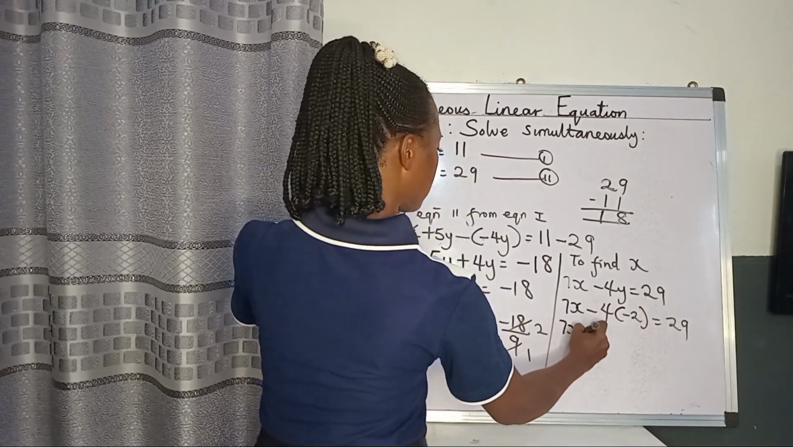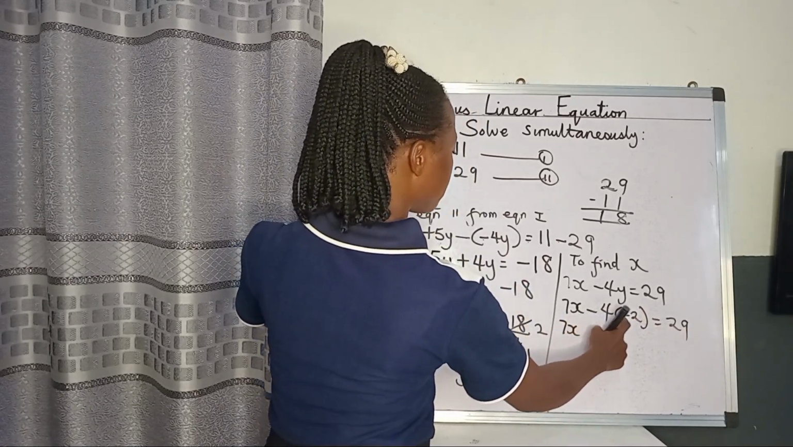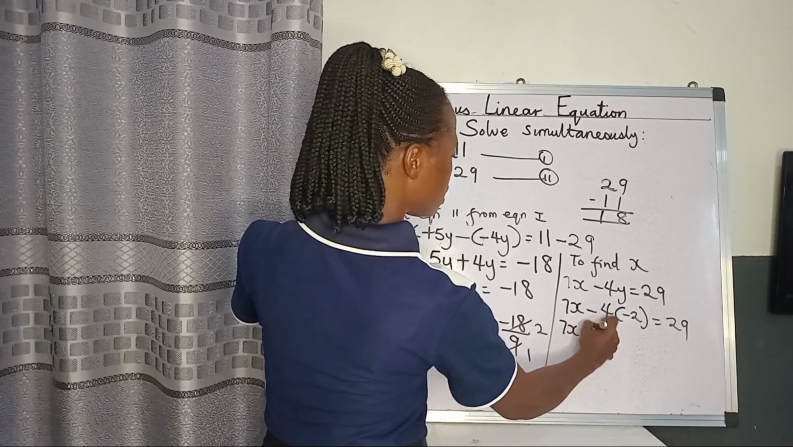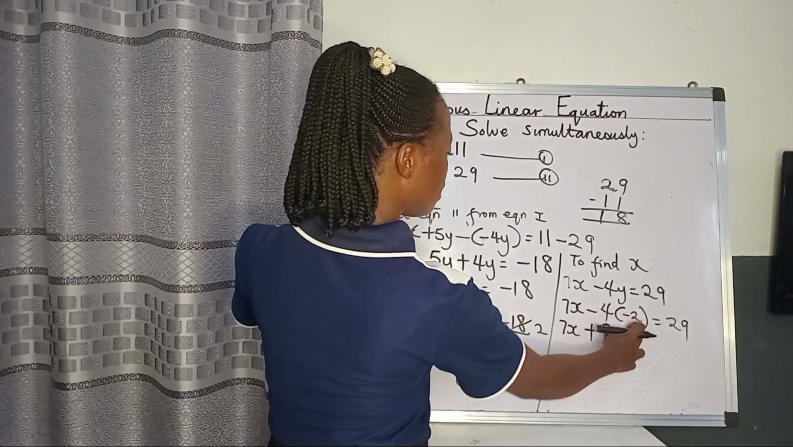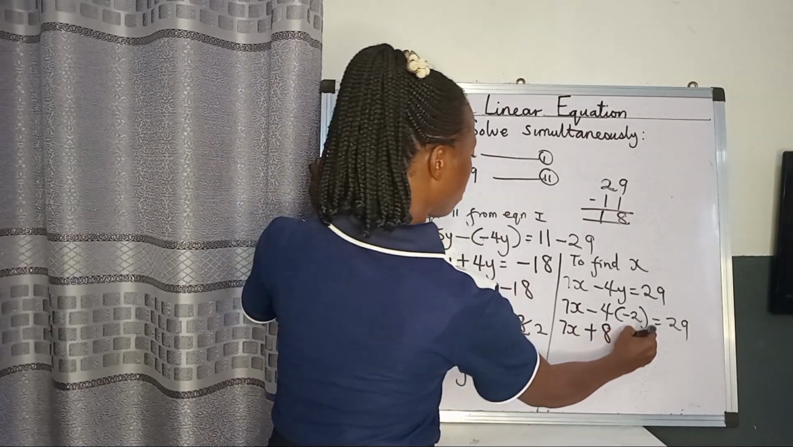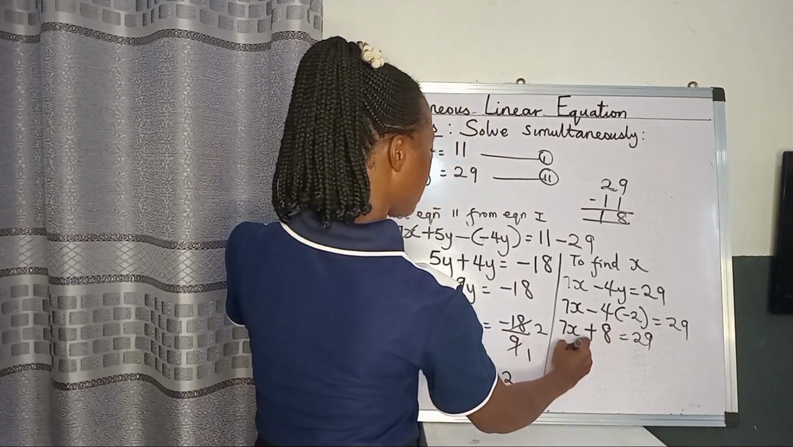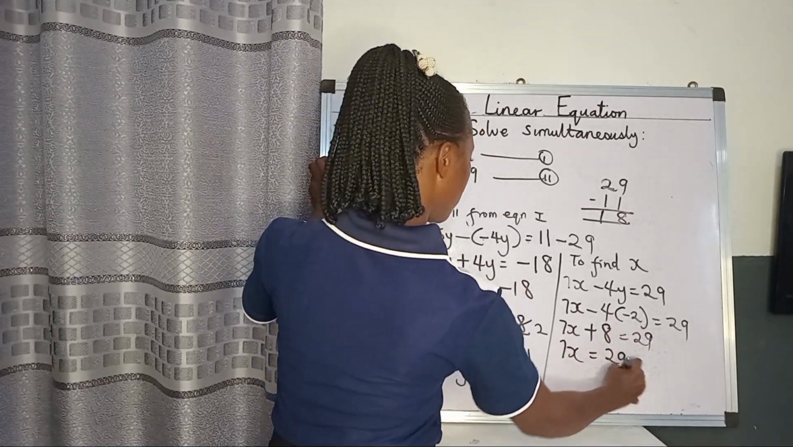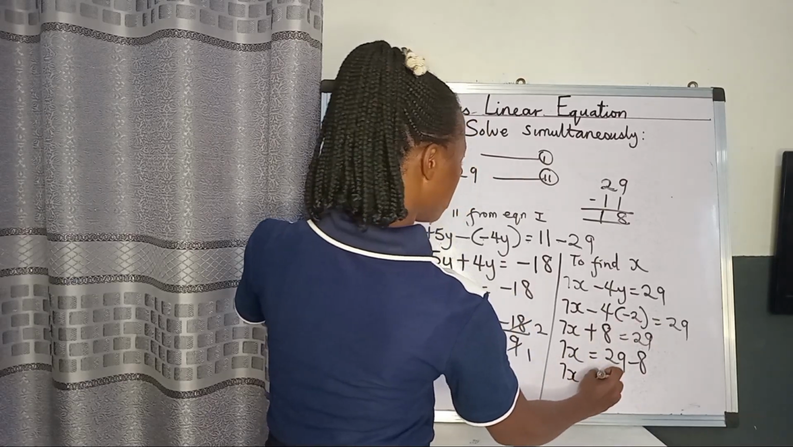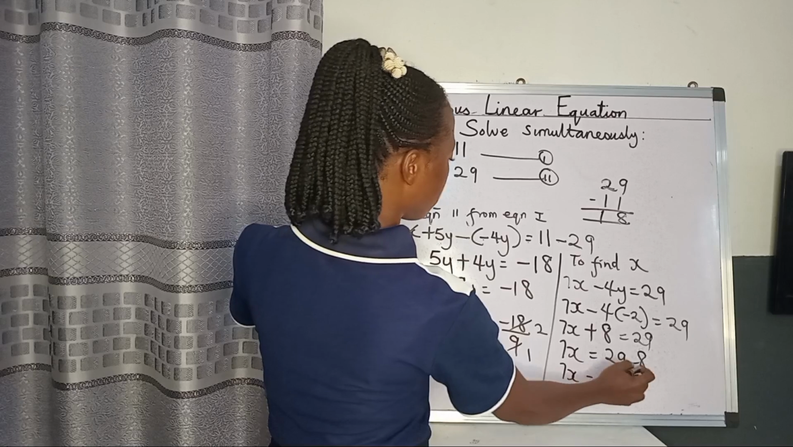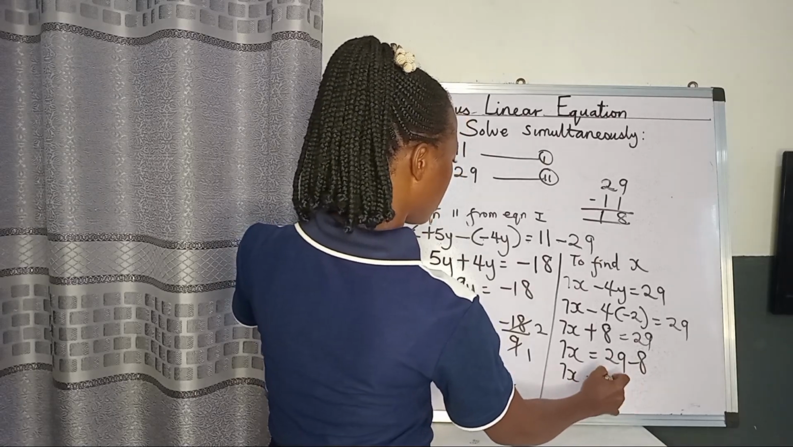So 7x minus 4 times minus 2. Minus times minus is plus. And 4 times 2 is 8. So minus 4 times minus 2 is plus 8, equal to 29. So we collect like terms. 7x will be 29 minus 8, okay? 29 minus 8: 9 minus 8 is 1, and then 2.